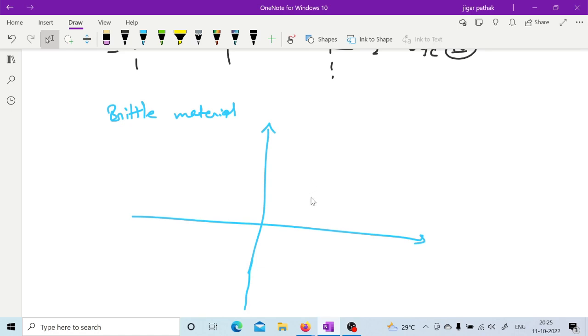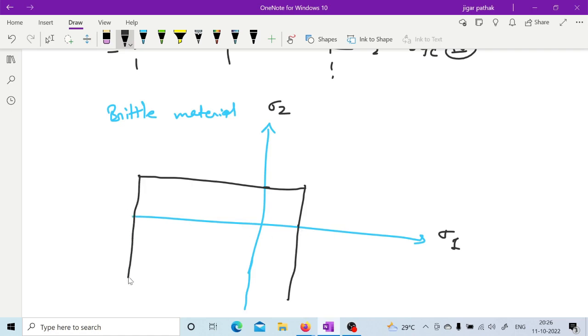Yeah. Why? Because in case of this sigma 1 and sigma 2, in case of brittle material, its tension limits are very less compared to its compressive limits. So when it comes to this tension line, this and this, it will be less than those compression lines, like this, right? So this is SYT, here also SYT, right?